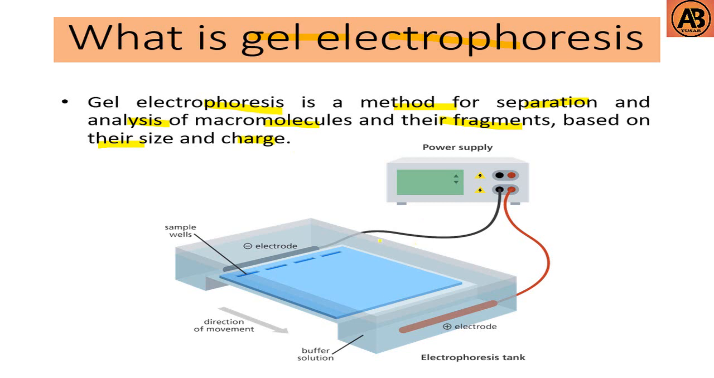It is the gel electrophoresis machine. Here you can see there are some components such as electrode, buffer solution, negative and positive electrode, power supply, etc.